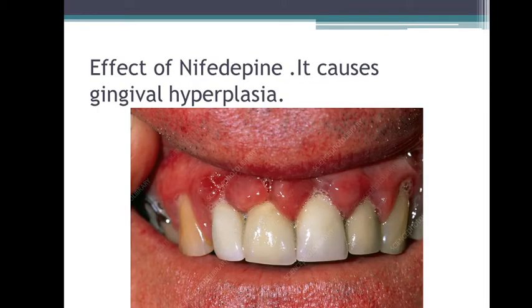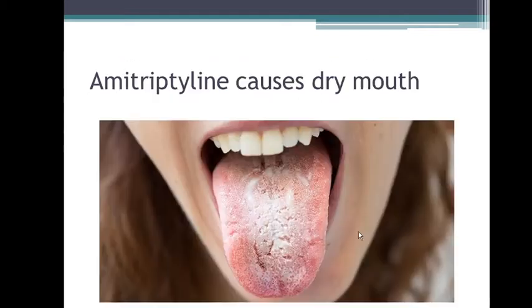The effect of nifedipine, it causes gingival hyperplasia. Can you see here the gingiva is swollen? It's red and puffy. And on brushing, it will lead to bleeding. Either brushing or not brushing, it will lead to bleeding. So can you see it's very sensitive, really painful. Let's look at the other slide.